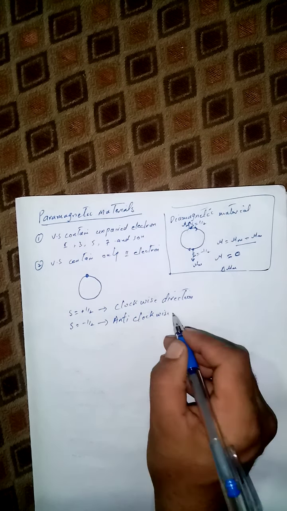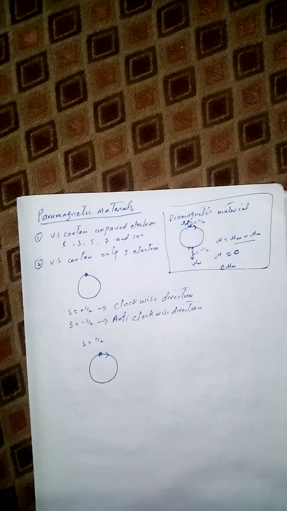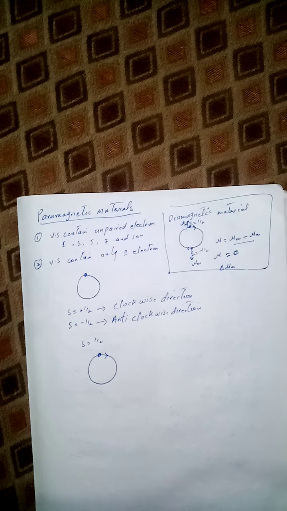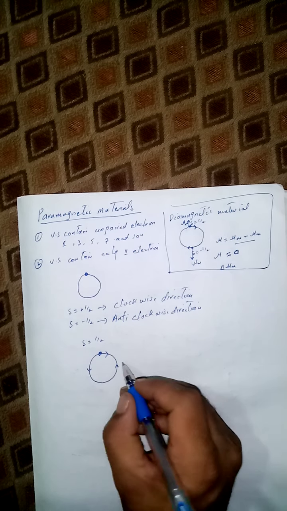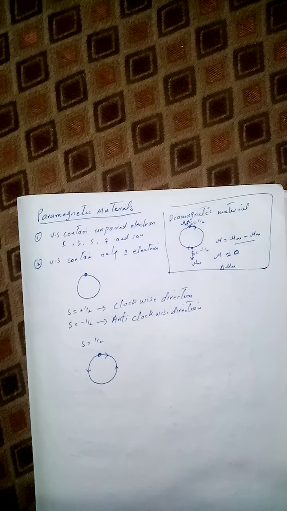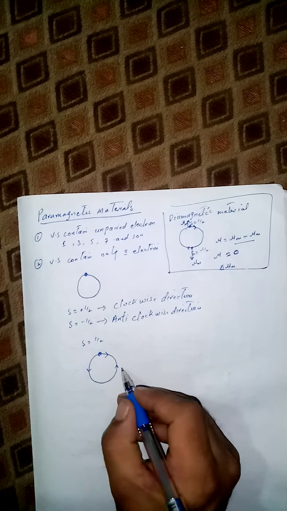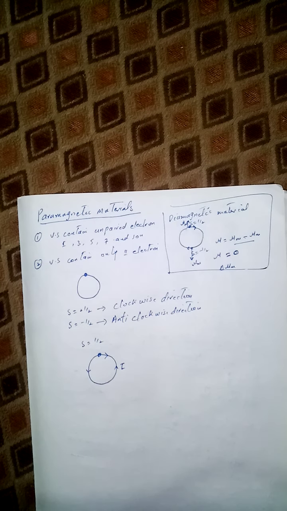Suppose we have an atom in which there is only one electron in the valence shell and the electron has a spin 1/2. Then the situation will be this one. This is only one electron and it is moving in a clockwise direction. Since it moves in a circular path, there is a current due to this movement, and the direction of current will be clockwise.